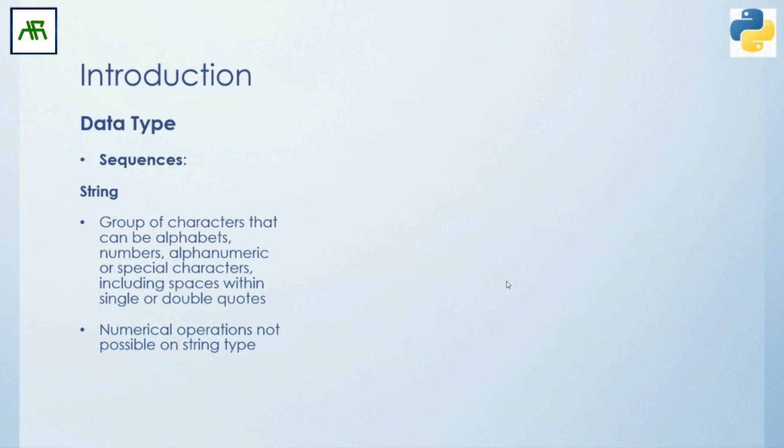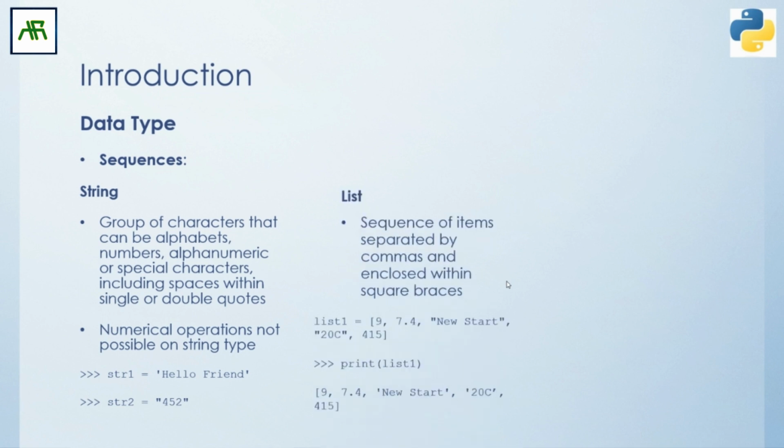Numerical operations not possible on string type. If you have string as values, you cannot have numerical type operations like plus, minus, or add, subtract, and so on. Here you have a sample of string. String1 equal to hello friend. String2 equal to 452 within quotes. Again, here, though it's a number, it's treated as a string.